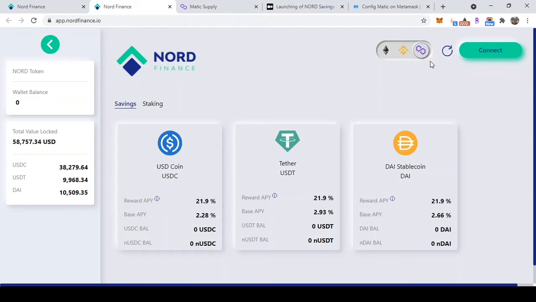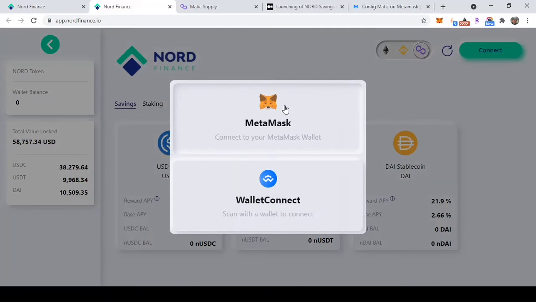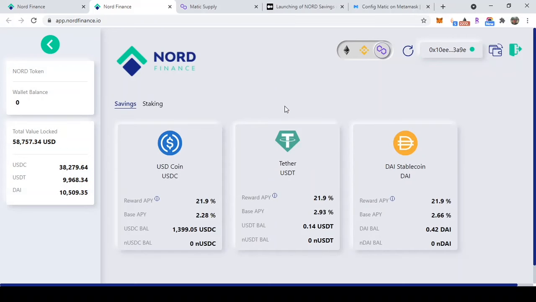With the network switched over to Polygon, click Connect, click MetaMask, and your wallet is now connected to Nord Finance. You'll see three stablecoin vaults: USDC, Tether, and DAI. You'll see your wallet balances for those three tokens on this line. The base APY shows the current earn rate for the vault on your stablecoin on an annualized basis. The reward APY is the incentivized earnings you could obtain at the highest reward tier level. I'll talk about the reward tiers in just a bit.